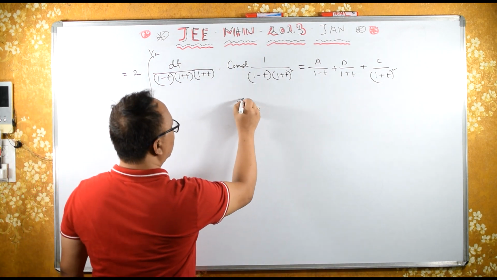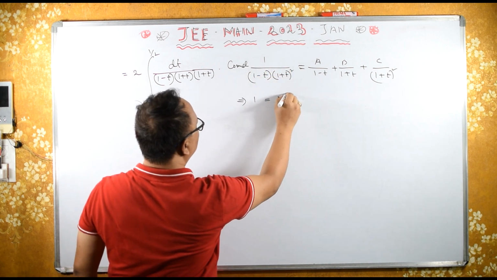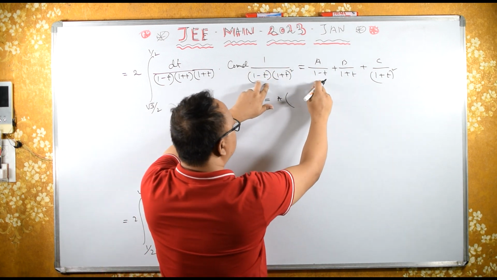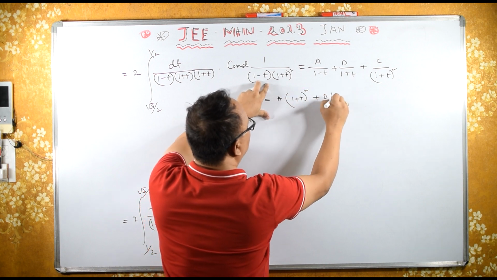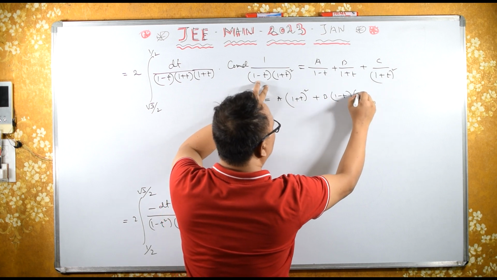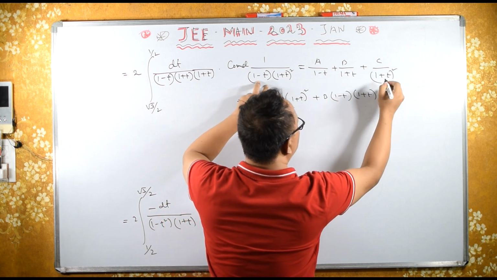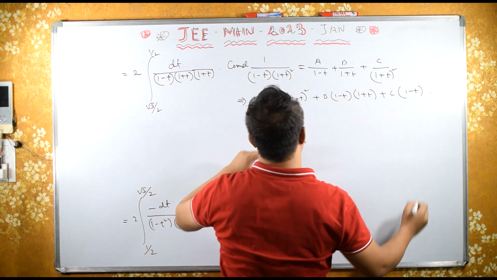This implies, let's multiply this on both sides. We have 1 equals a into, here 1 minus t gets cancelled, here (1 plus t) whole square, plus b, 1 plus t gets cancelled, here (1 minus t) into (1 plus t), plus this gets cancelled, here c into (1 minus t). Okay.